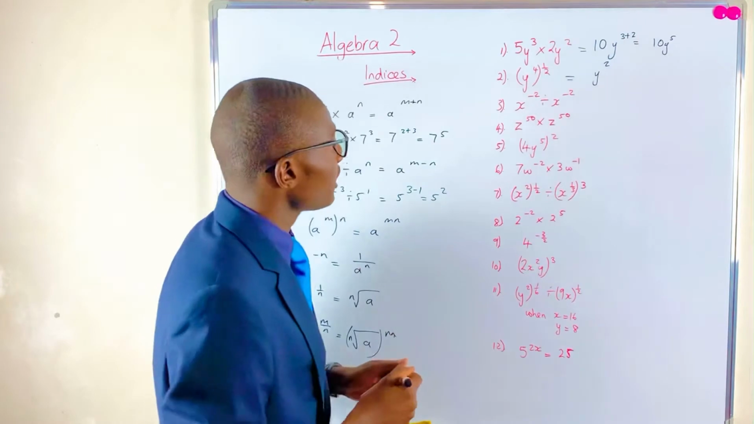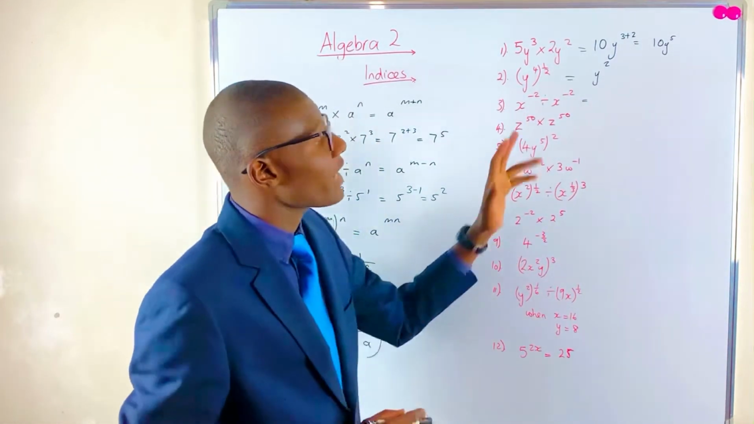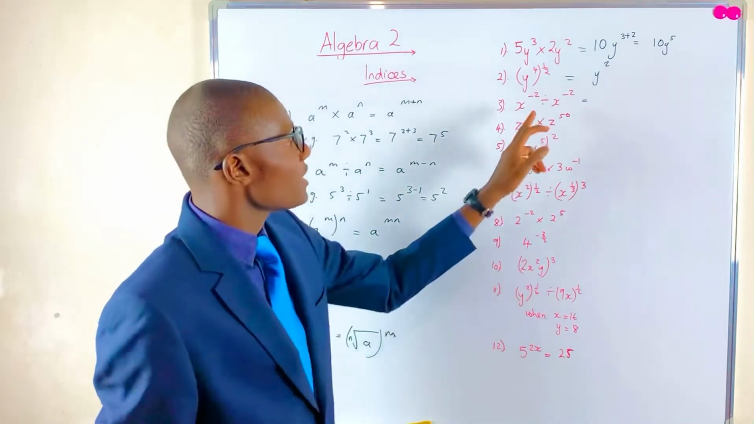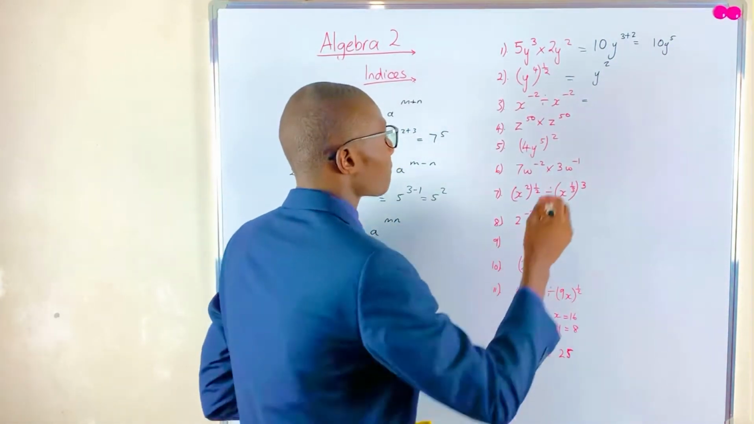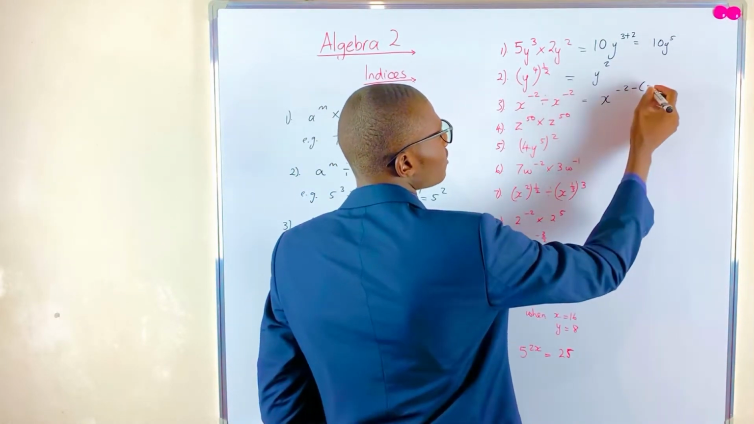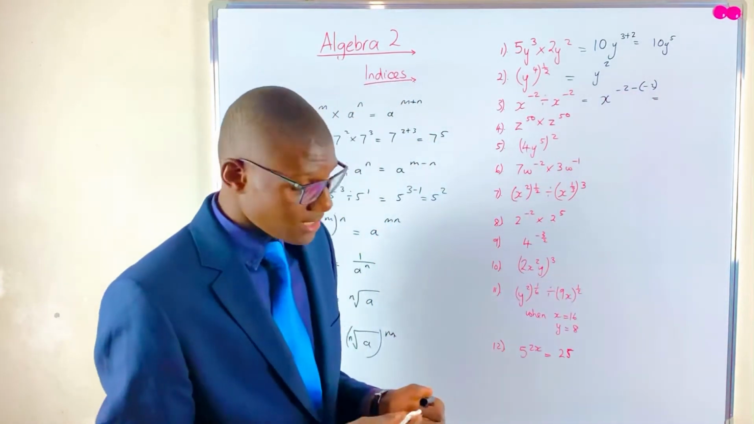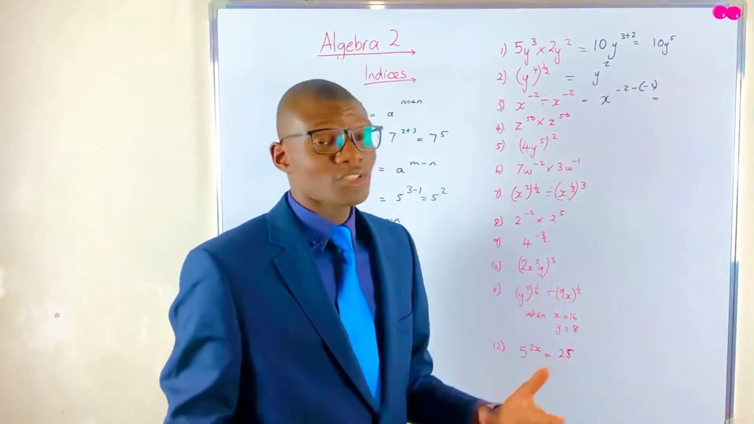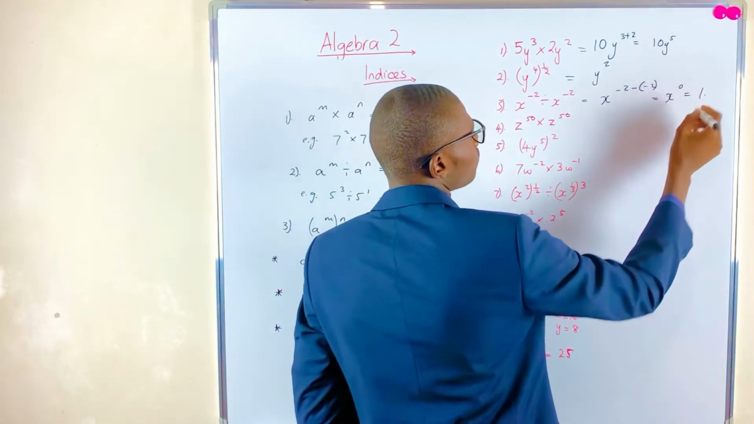And now for the third one, x to the power of minus 2 divided by x to the power of minus 2. We say if it's division and you have the same base, we simply subtract the powers. So we're saying x to the power of minus 2 minus 2. And minus will give us a plus, such that minus 2 plus 2 will give us a 0. And x to the power of 0 is simply equal to 1.